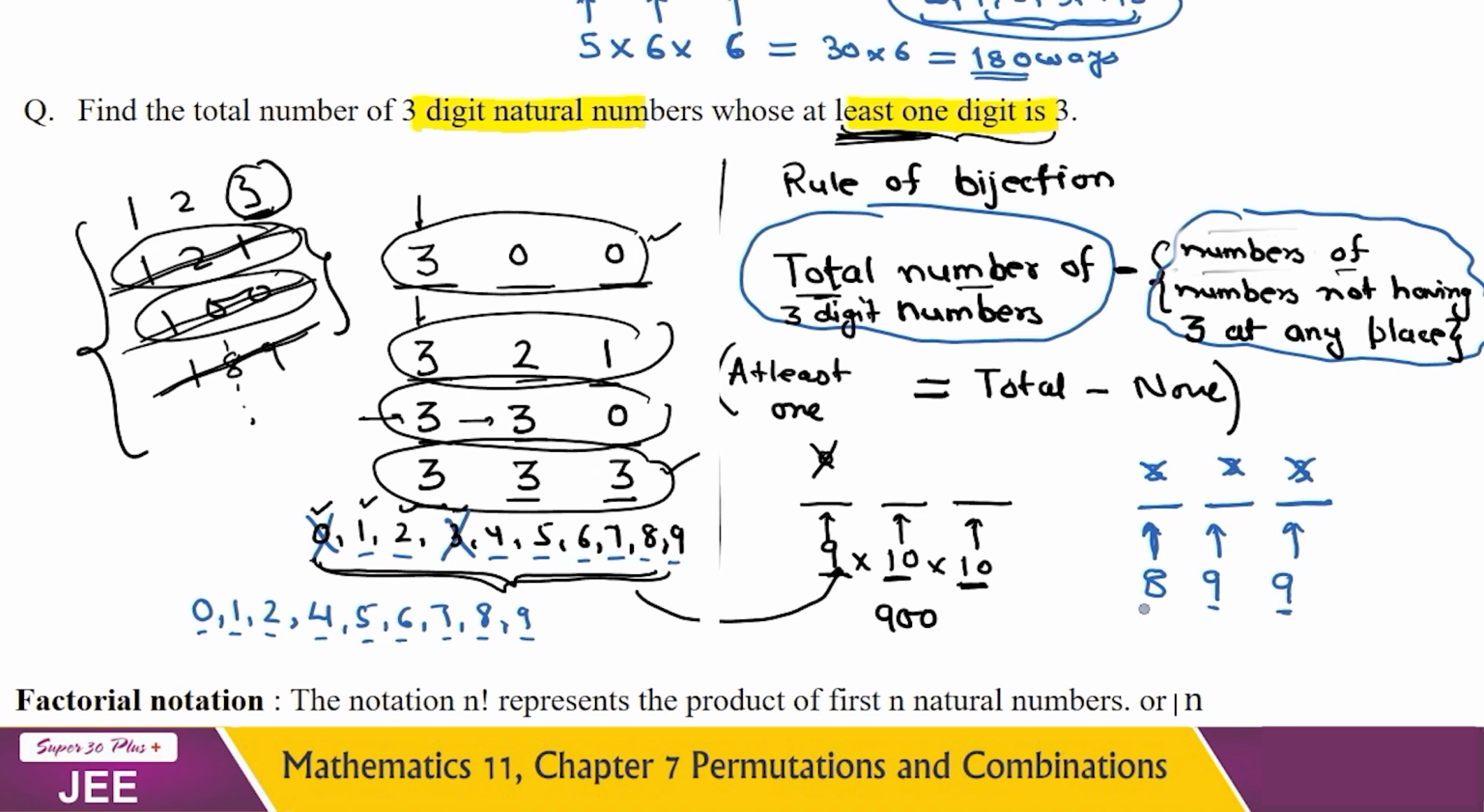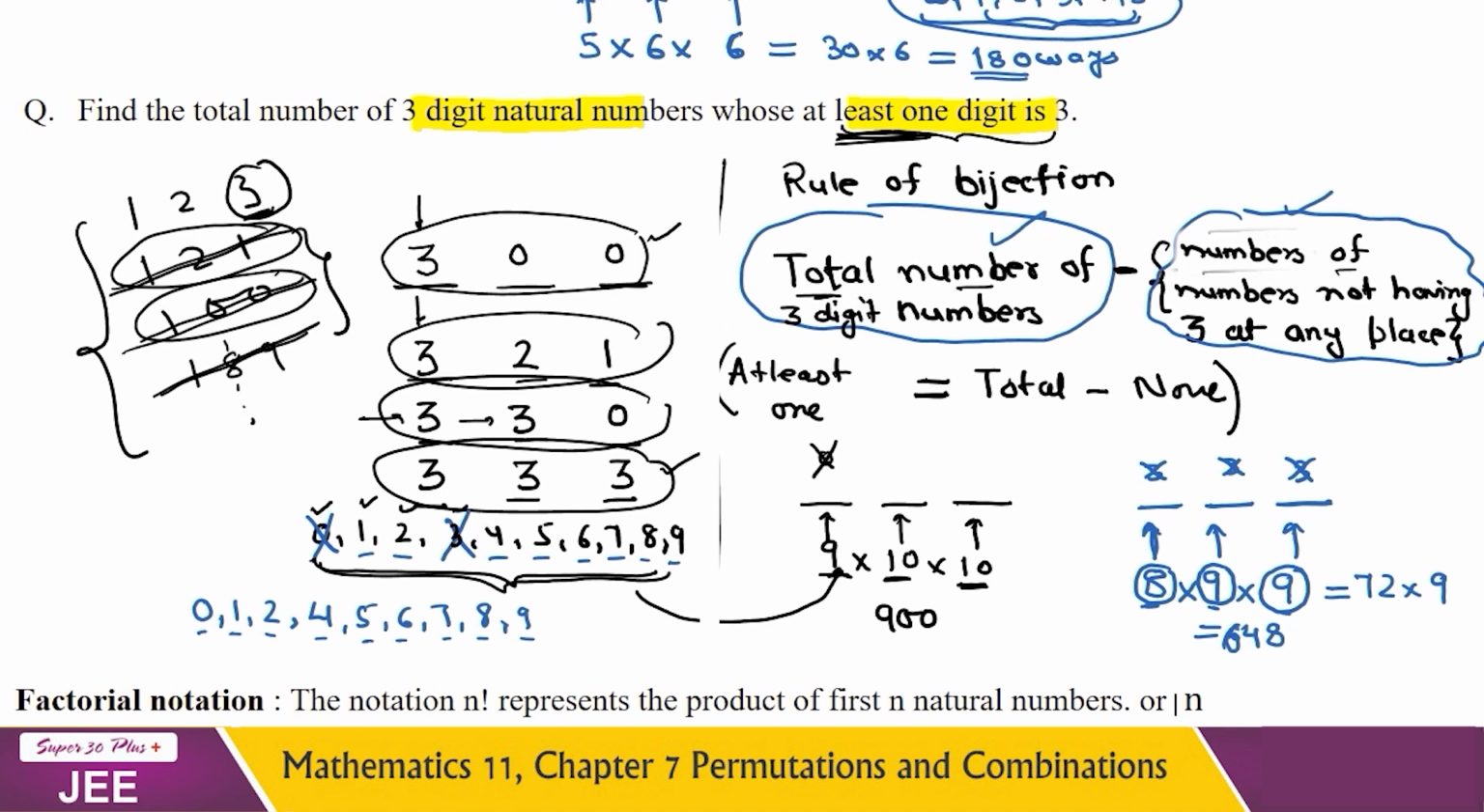But while at first place, we have to exclude 0 and 3 both. So here we are left with 8 options, here we are left with 9 options, and here we are left with 9 options. So on multiplying these 3, we get 8 into 9, which is equal to 72 times 9. Alright, upon calculation, this is 648.